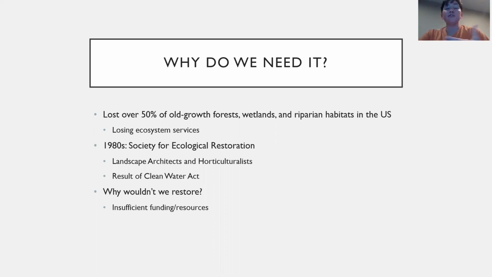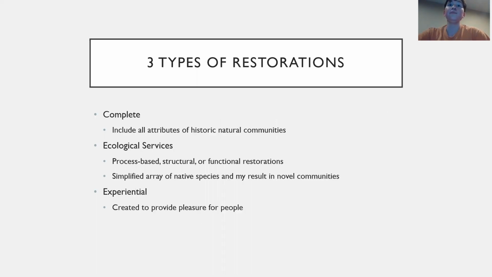So generally, why wouldn't we restore? We usually wouldn't restore if there were insufficient funds or resources available because it is very resource intensive. So there are three main types of restorations. There's complete, which includes restoring all attributes of a historical natural community. There's ecological services, which is mainly restoring ecological services provided by the environment. And experiential, which is mainly created to provide pleasure for people.